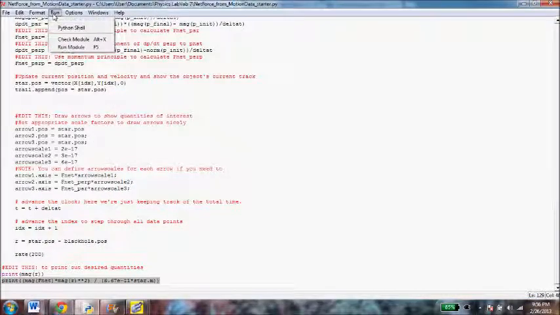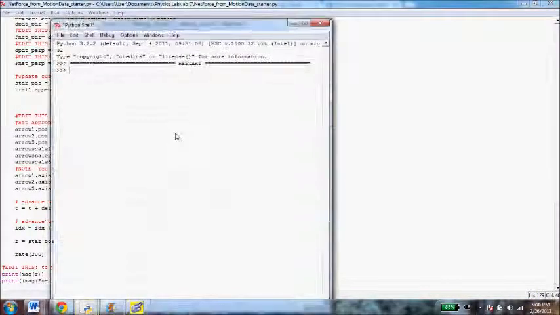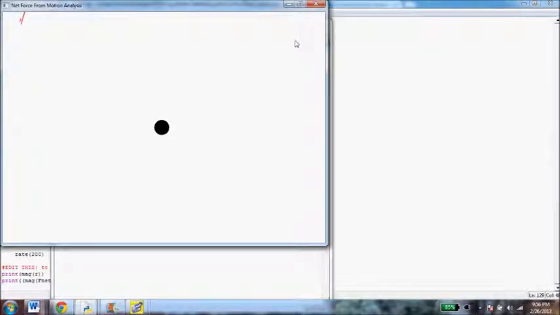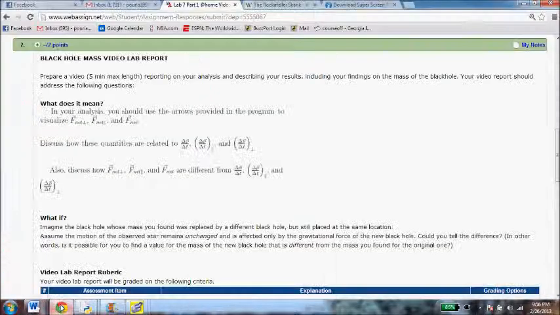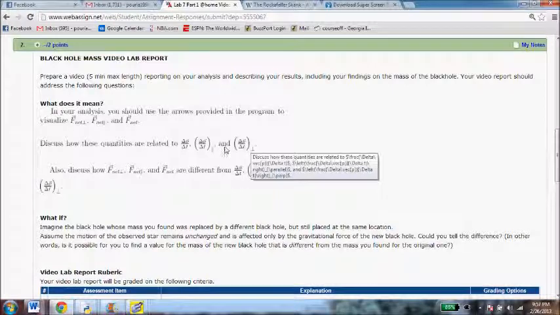So for the what does it mean question, I'm going to go ahead and run this model one more time. And as you can see, this model shows us 3 arrows. One is Fnet or dp over dt. The other is Fnet or dp over dt in parallel, and the other is Fnet or dp over dt in the perpendicular. Now technically, the model shows dp over dt in the parallel and perpendicular direction, not Fnet. Now these quantities are the same in value, but what they represent are slightly different.